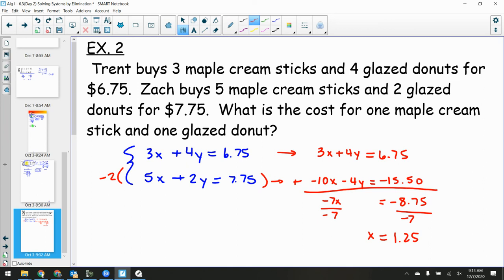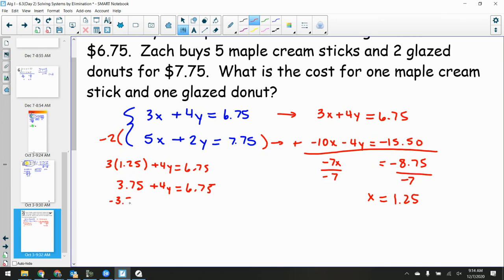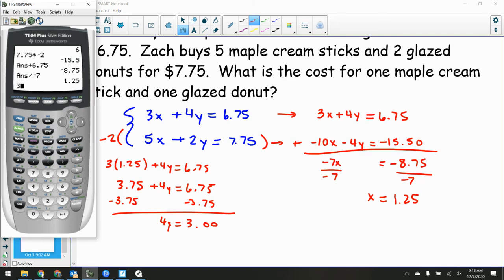Okay, now I know how much maple cream sticks cost. They cost $1.25. Let's see how much the glazed costs. Let's go back into my top equation. So that's $3.75 when I multiply 1.25 by 3. I subtract over the 3.75. And that gets me 4y is equal to $3, right? So then I take $3 divided by 4, 75 cents.